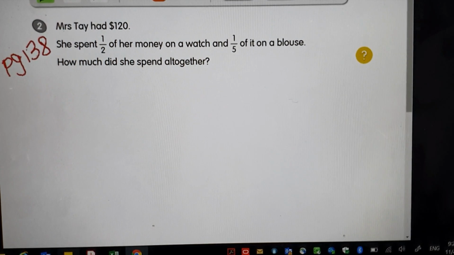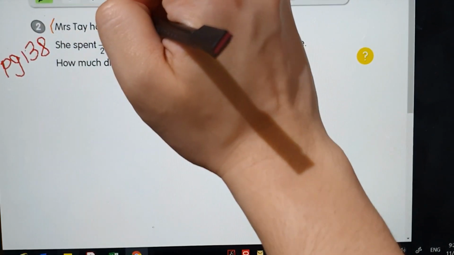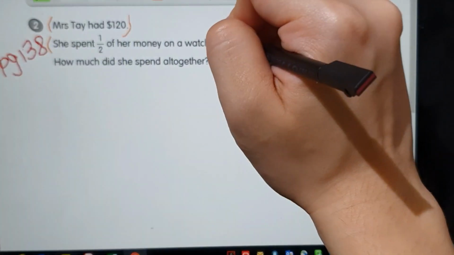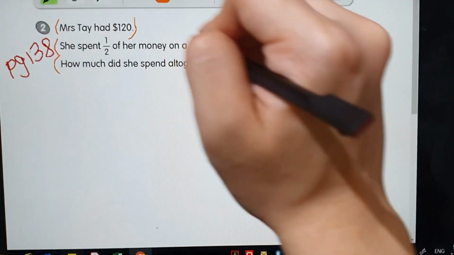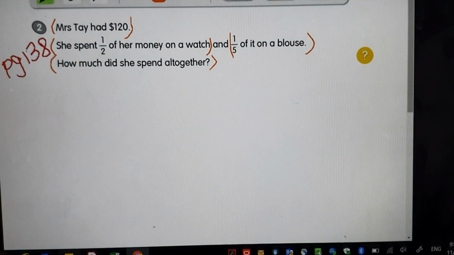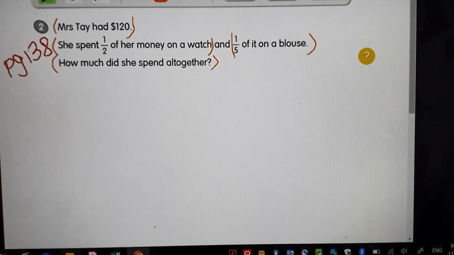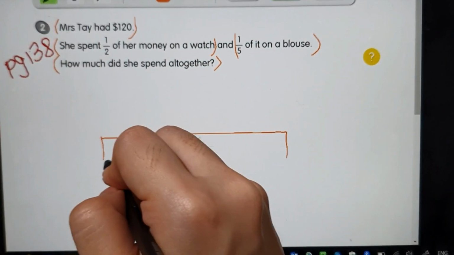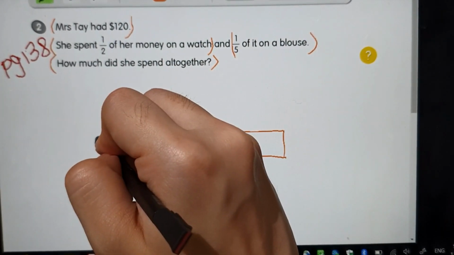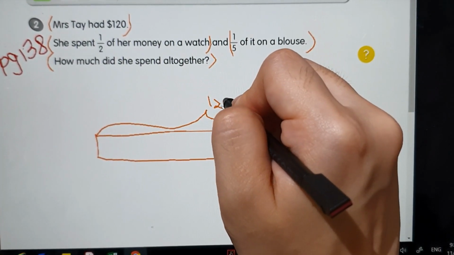So first thing first, what you do is first break the word problem into smaller sentences like this. So, the first sentence tells you that Mrs. Tay had $120, which means you will be able to draw a bar and label it 120.